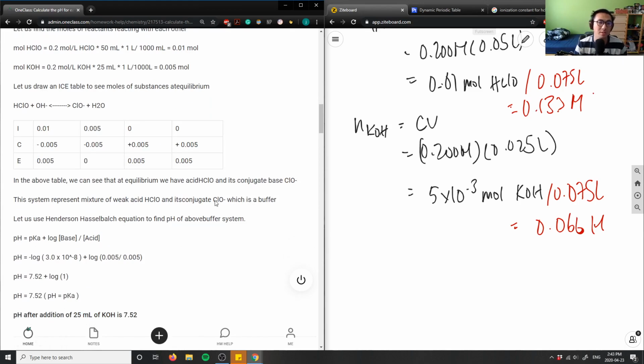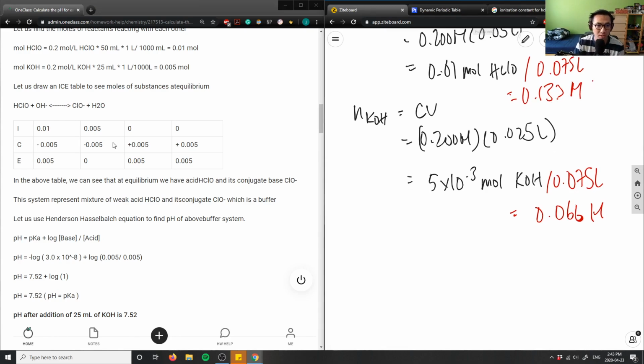Simply, you then have the concentration of your HClO equal to the concentration of your ClO minus. So at equilibrium, we have an acid and its conjugate base, ClO minus. Therefore, you have a buffer system. This is actually more university level chem than grade 12 chem. Grade 12 chem would probably have got you to do the first part like I did, but because this is a buffer solution, where our acid and conjugate base are exactly the same, pH would equal pKa.